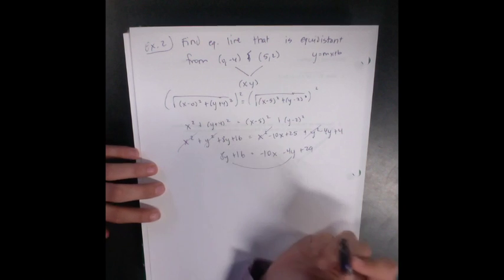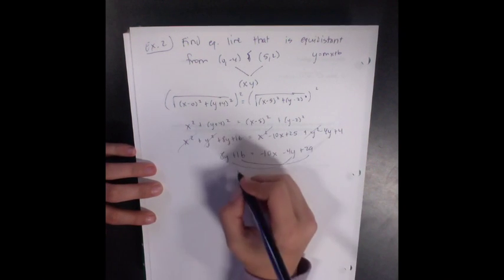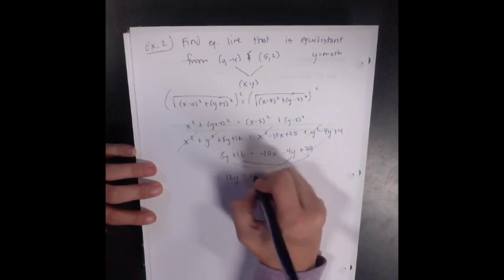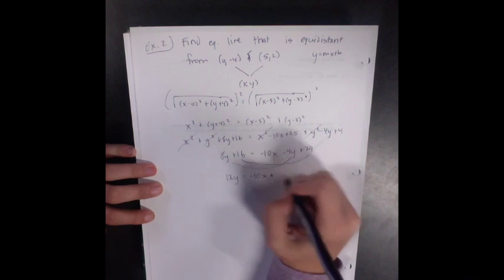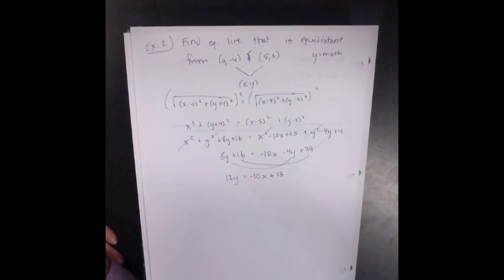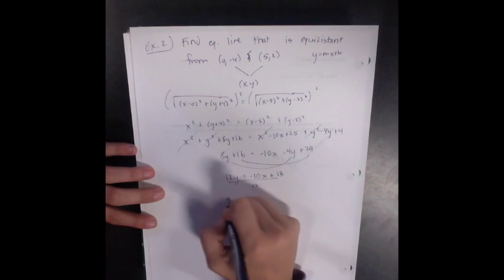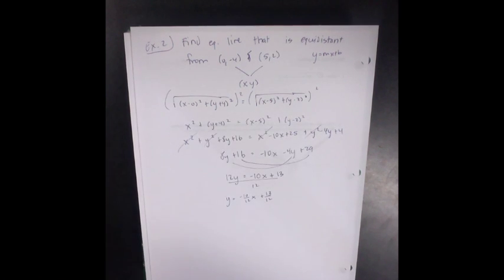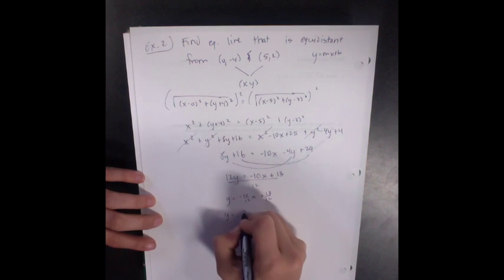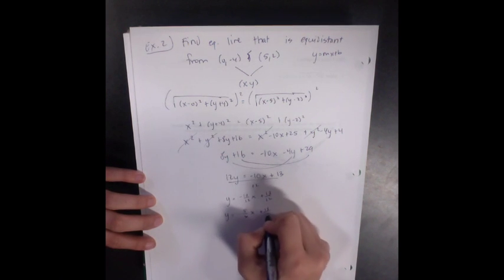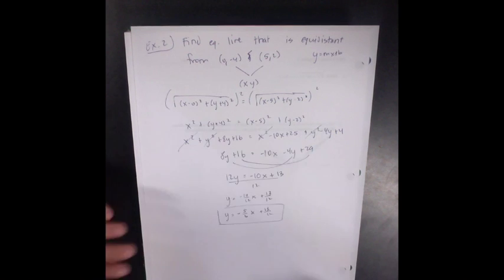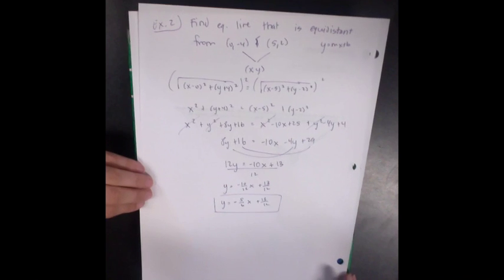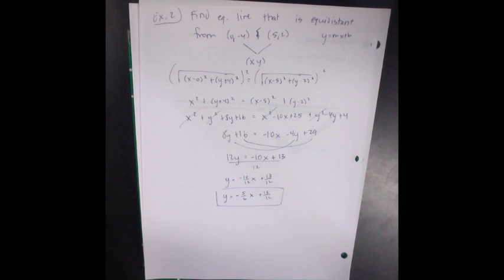Okay, I'm going to bring my y term over, and I'm going to bring my 16 over. So I will have 12y equals negative 10x plus 13. And I'm going to divide everything by 12, so I get y is negative 10 over 12x plus 13 over 12. And then I simplify: y is negative 5 over 6x plus 13 over 12. Okay? That is how you find the equation of the line equidistant between 2 points.